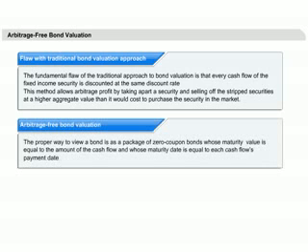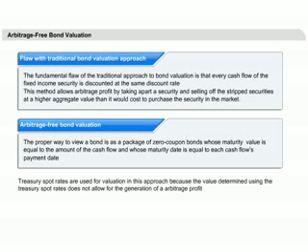The proper way to view a bond is as a package of zero coupon bonds whose maturity value is equal to the amount of cash flow and whose maturity date is equal to each cash flow's payment date. This method is the arbitrage-free valuation approach. Treasury spot rates are used for valuation in this method because the value determined using the Treasury spot rates does not allow for the generation of an arbitrage profit.